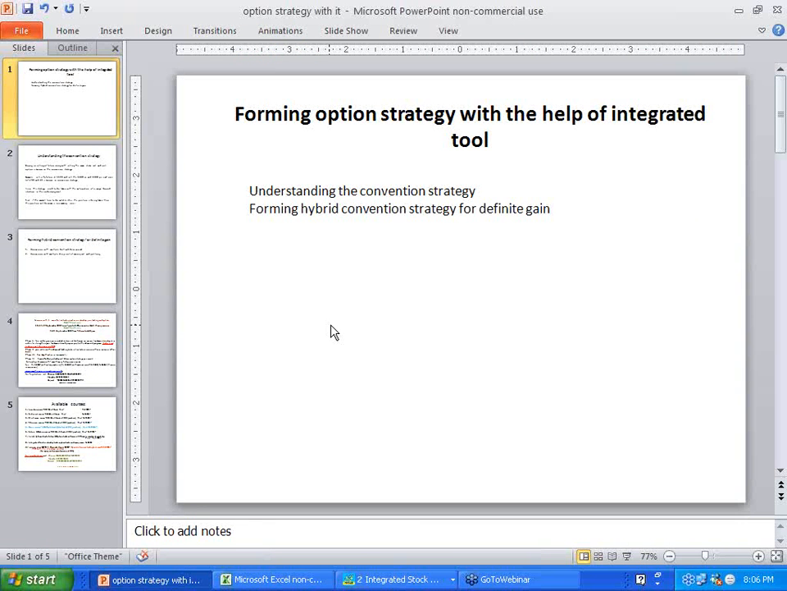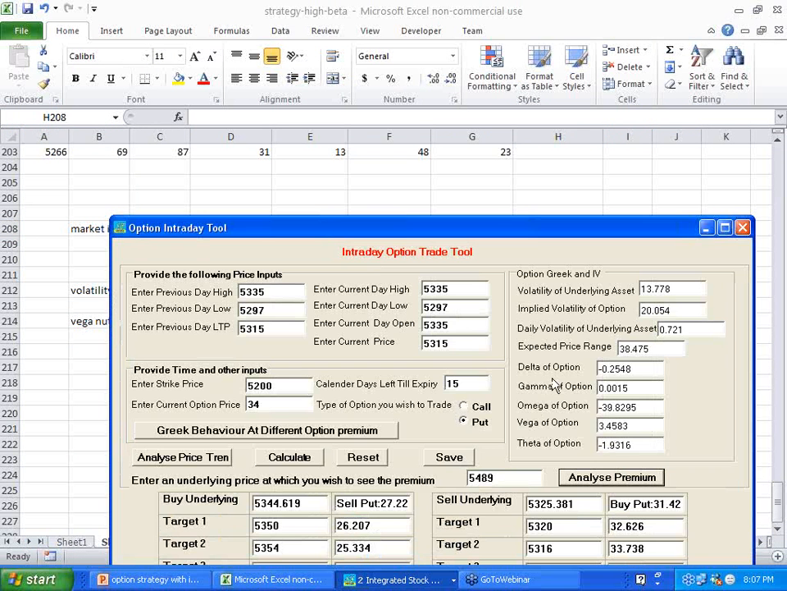Options are of two types: one is basic, the other is hybrid. Options strategies can be formed with a specific aim. In a high volatile market you form a Vega neutral strategy. Option time value is going to decay, so you form a theta neutral strategy. So what does this neutral mean? Let me spend a little time on this.